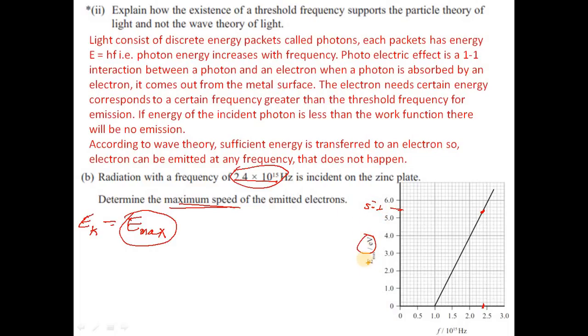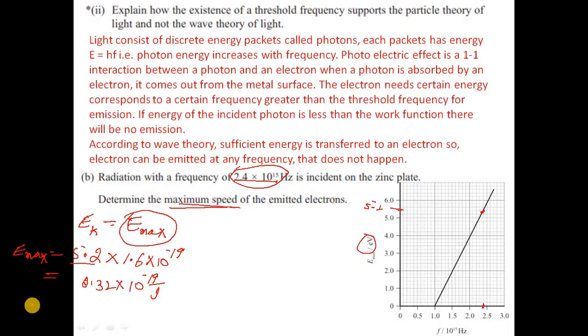5.2 electron volt. So Emax, the maximum energy corresponding to the given frequency, is 5.2 electron volt, and I'm multiplying with 1.6 × 10^-19, so that I can convert this electron volt into joule. So when you multiply these two, you have 8.32 × 10^-19 joule of energy.